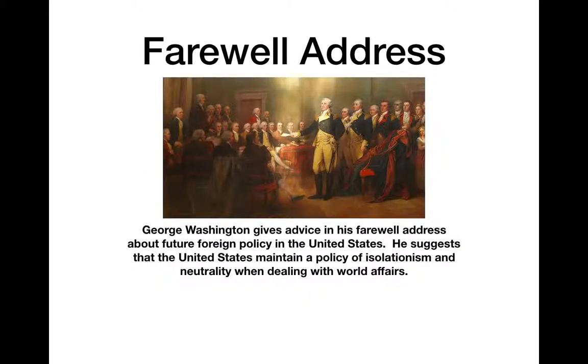Another thing that we want to talk about famously is George Washington's farewell address. He does give some advice about different topics, one of the main ones being how do we deal with foreign countries and affairs that are going on around the world. The two biggest things that we take away from his farewell address is the idea of isolationism. This is kind of remaining to ourselves, not really getting involved in world affairs. And he thought that this was the best course that the United States could take at this time.